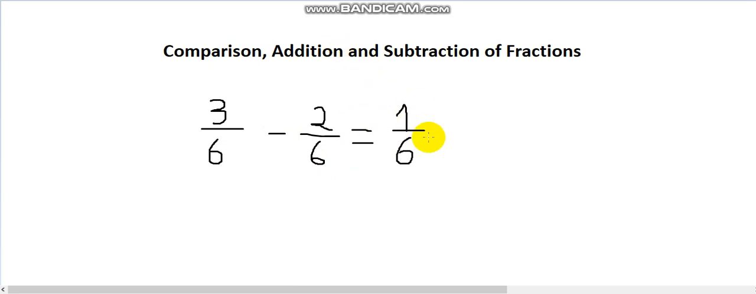And that's basically all there is to comparison, addition, and subtraction of fractions.